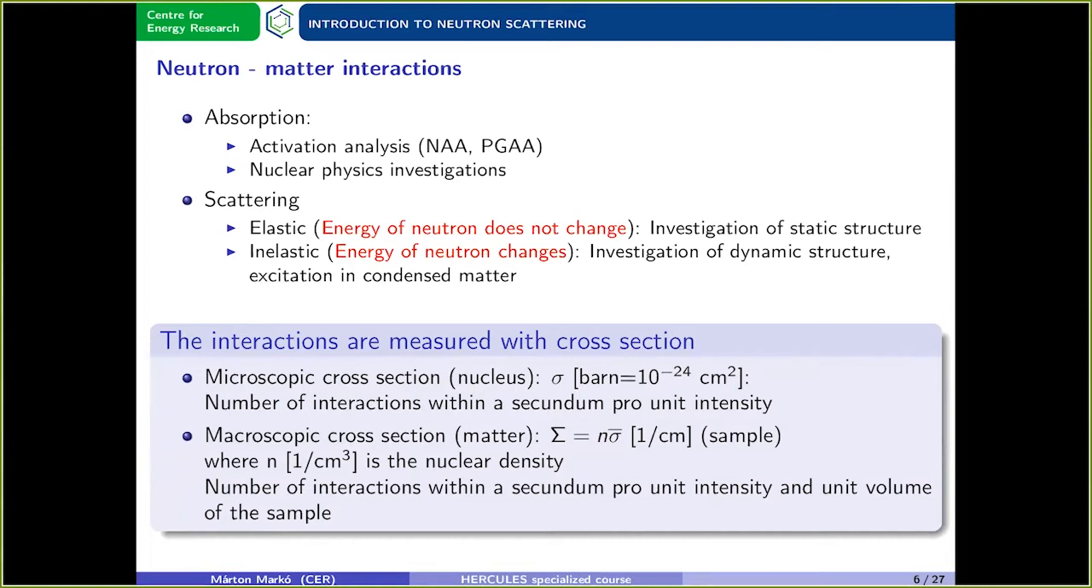So what happens to the neutron? There is an absorption. We will hear about it in the next presentation. And there is a scattering. It can be elastic, where the energy of the neutron doesn't change, and inelastic, when the energy of the neutron changes. That means that there is an energy exchange between the neutron and the sample, which is a condensed matter.